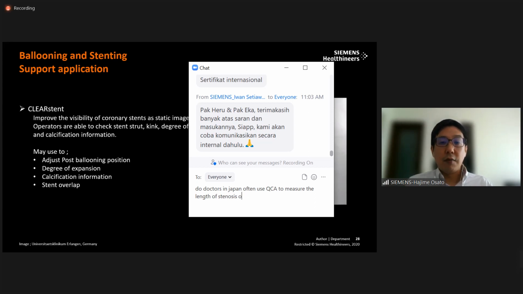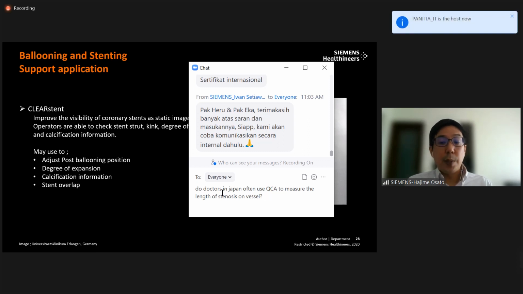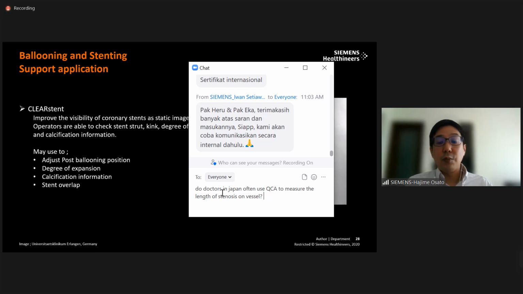So the doctor can confirm stent struts, kinking, degree of expansion, and calcification information. It is also useful to confirm balloon position for post-ballooning if stent expansion was not enough. And if you treated the wrong diseased vessel, you need to add more stent on the proximal side. Each stent should be overlapped, and we can confirm this overlap with the clear stent function.